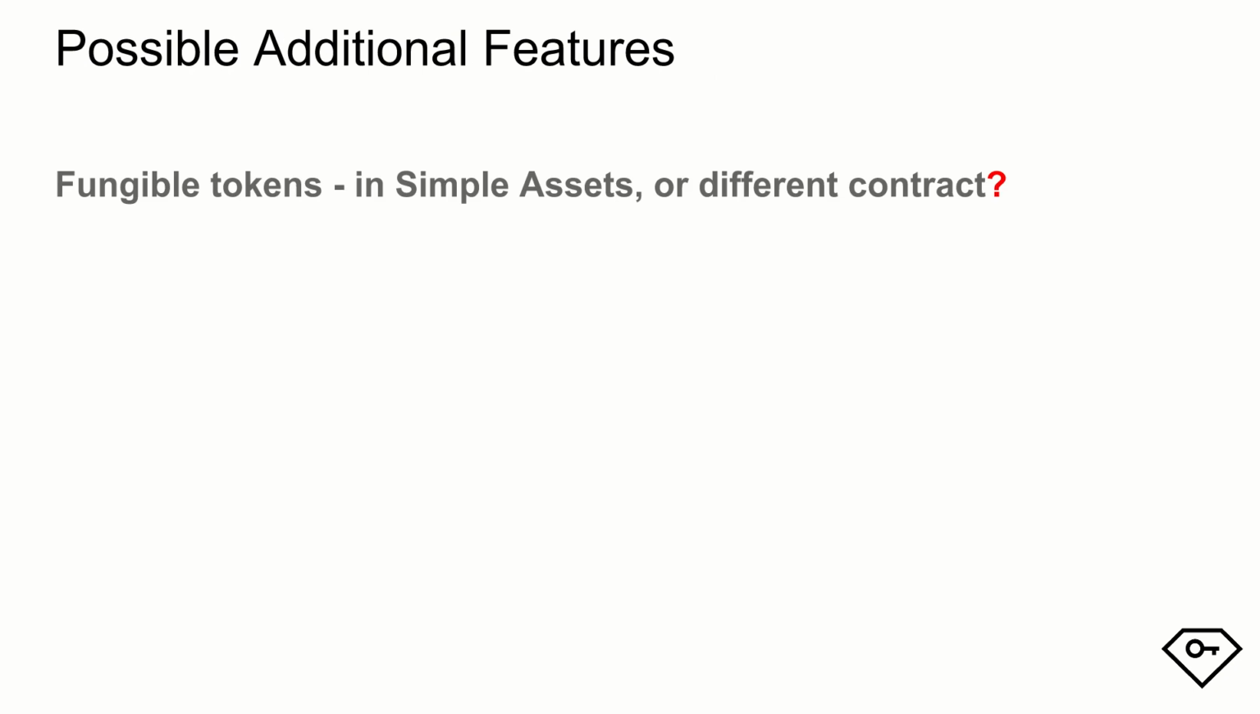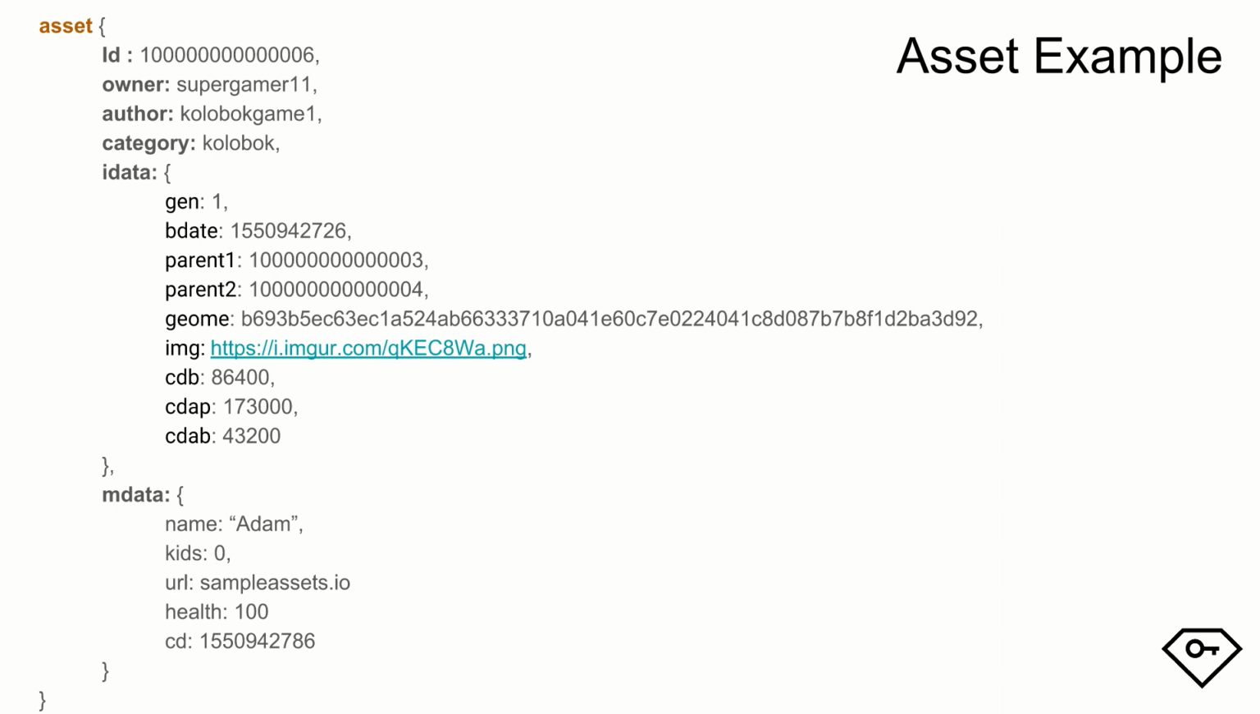Moving on, possible additional functions includes fungible tokens, either as part of simple assets or as a different contract. Here's an example of an asset. We did create a sample game that we'll show you in the next video or in a couple videos. It's called Kolobok, and it is a kind of rough clone of CryptoKitties.